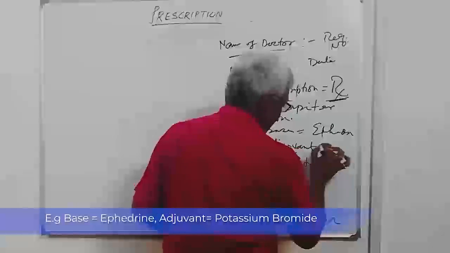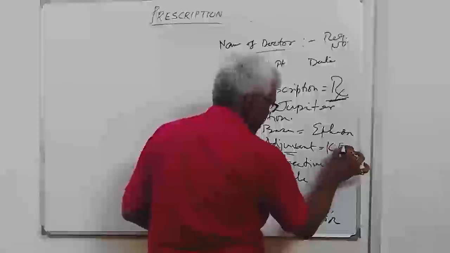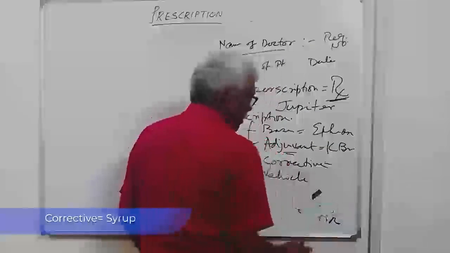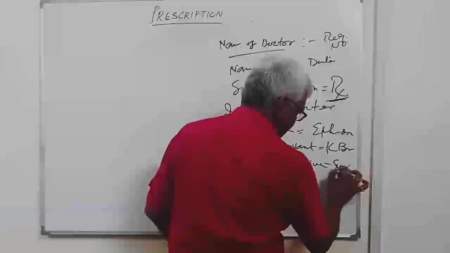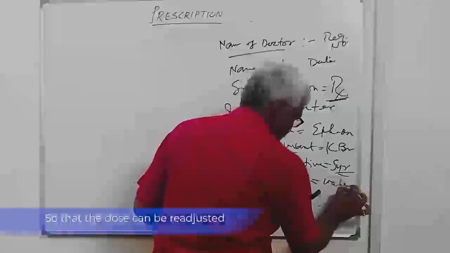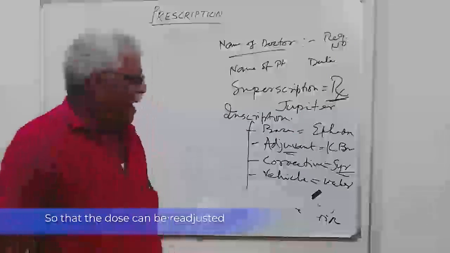Ephedrine, here is the potassium bromide. You will give the corrective as a syrup, glycyrrhiza, and the vehicle as water, so that just two doses can be adjusted.